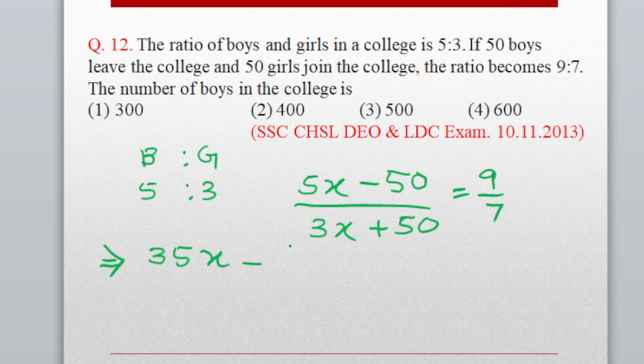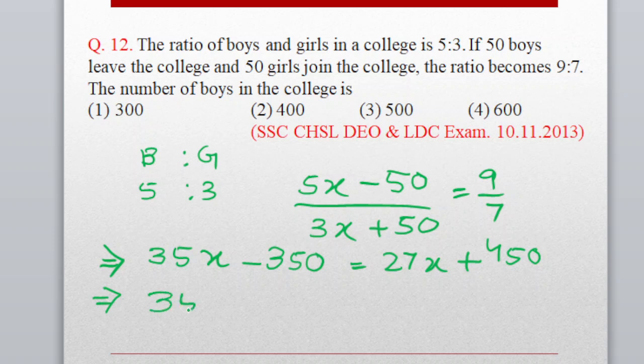35x minus 350 is equal to 27x plus 450. Now this implies 35x minus 27x is equal to 450 plus 350.